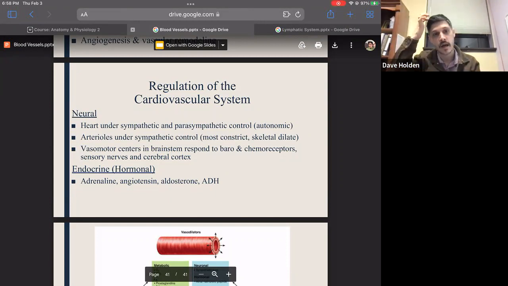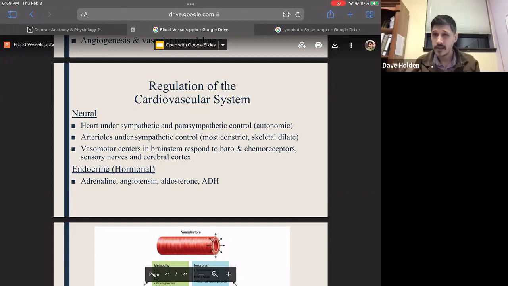So think about this. Arterioles under sympathetic control, that's Spider-Man, that's fight or flight. What happens in fight or flight? Most of your blood vessels constrict. The skeletal ones dilate. We're trying to send blood out to the skeletal muscles and to the limbs, arms and legs. We have vasomotor centers in the brainstem that respond to baroreceptors and chemoreceptors. Remember, blood pressure and blood chemistry, particularly things like pH of the blood. When the brainstem catches a whiff of blood that's too acidic, the nerve sends a signal to the lungs to breathe more and get more oxygen in the blood to reduce the acidity.